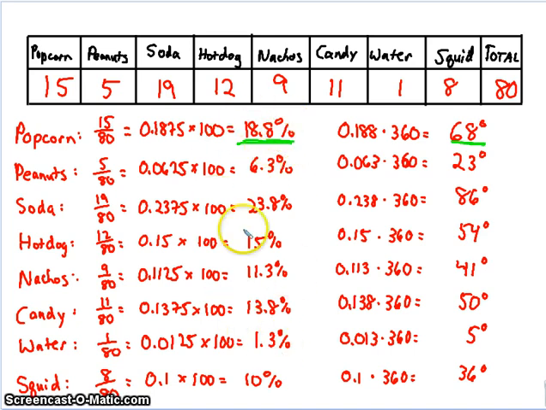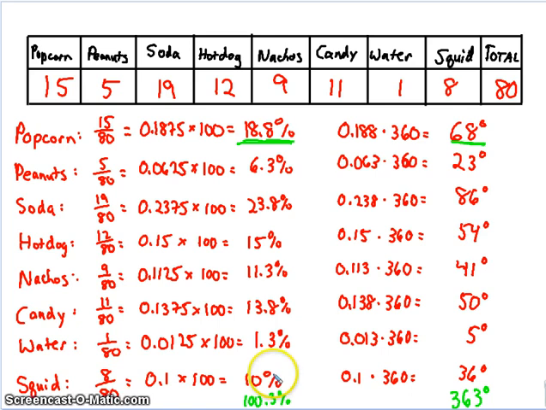Right here, if we add all of these together, we get 100.3%. Okay, that means we're over 100%. When we add these degree measures together, we get 363. Okay, so our rounding is going to cause us a problem every now and then.